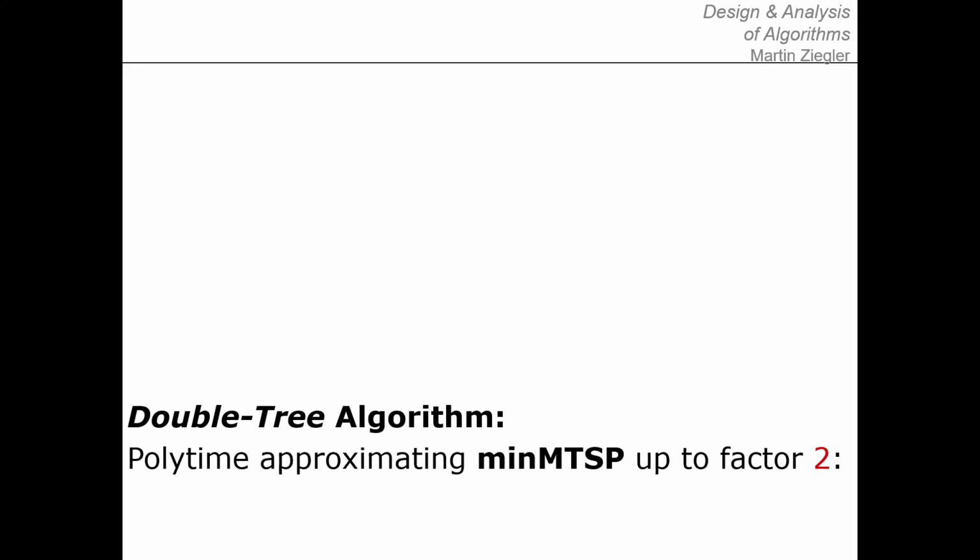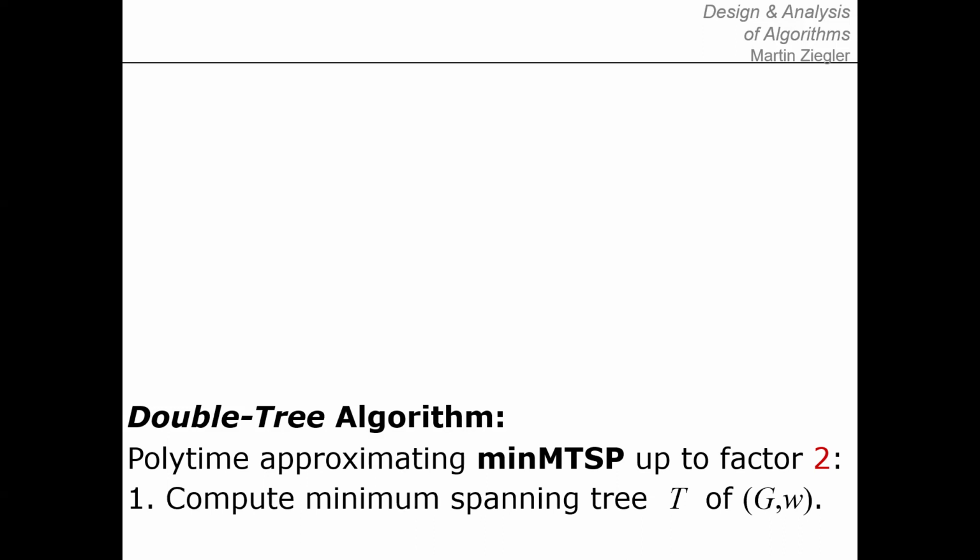And the first approximation algorithm we discussed was the double tree algorithm, which is also known as twice around the tree. It's called that because it first calculates a minimum spanning tree, which we know can be done in polynomial time. And then it walks around that minimum spanning tree, passes through every edge twice using this in-order traversal.